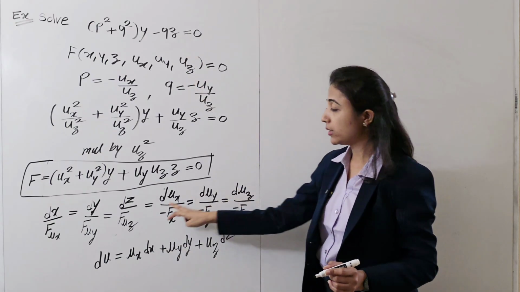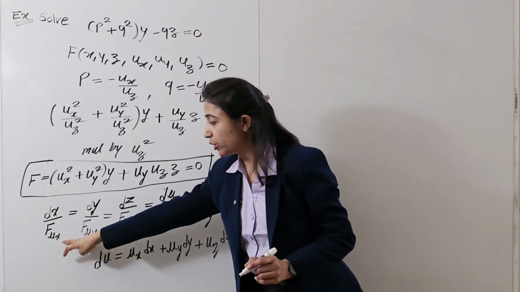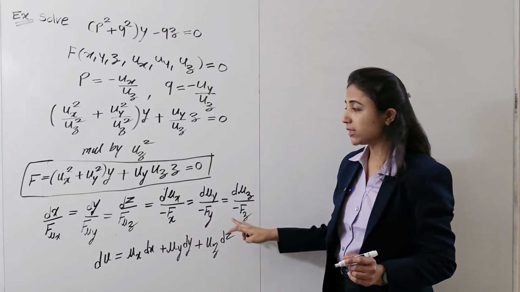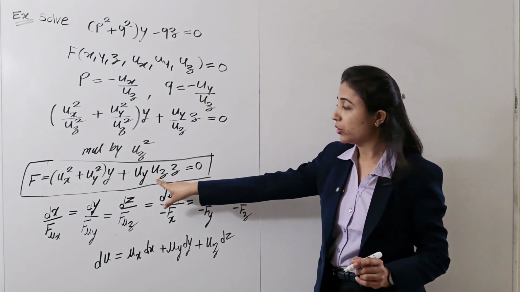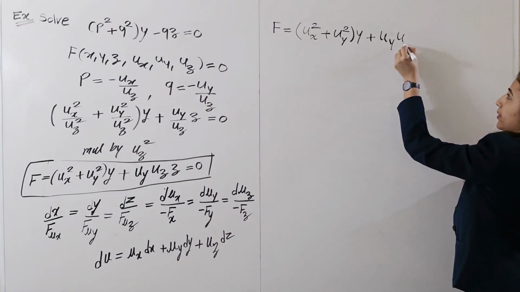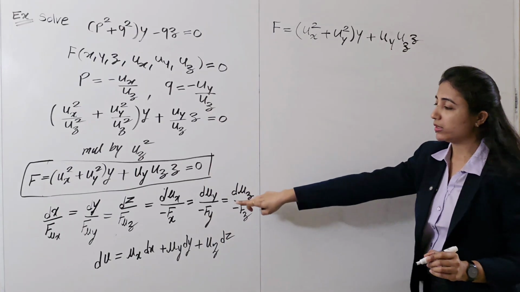Now for this auxiliary equation you need the partial derivative of the function with respect to ux, similarly uy, uz, x, y, z. So one by one we are going to differentiate this function with respect to these variables. This is our function f. Now you have to find one by one these values.